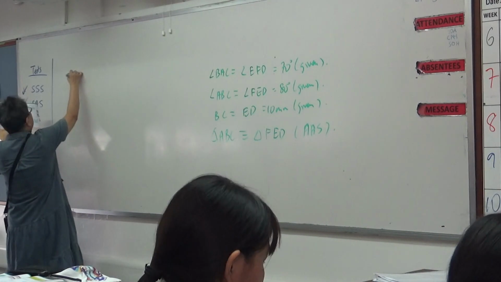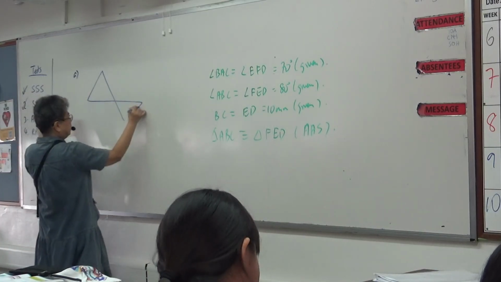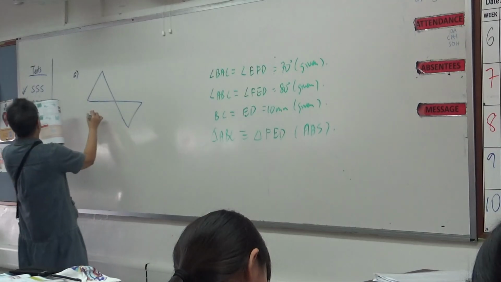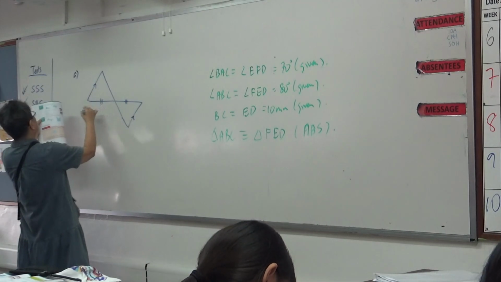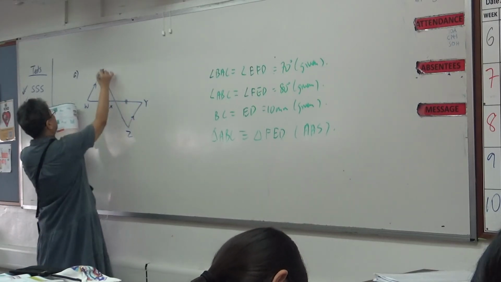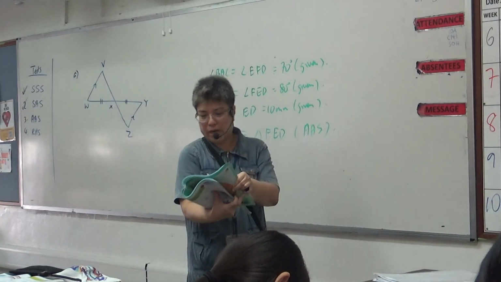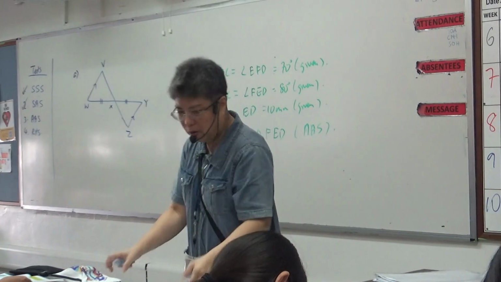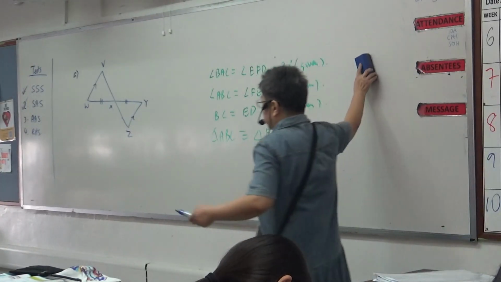Practice now 9, part A. They give you parallel lines W, X, Y, Z, B. In each part, prove that the following two triangles are congruent. Okay, I'm going to move on with this.